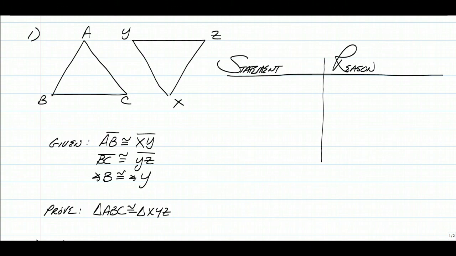So the way I always look at proofs is you need to have at least 3 congruent statements to prove triangles congruent by all of our different methods. Side, side, side, side, angle, side, and all of that fun stuff.